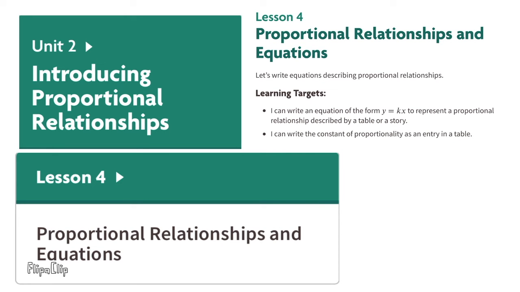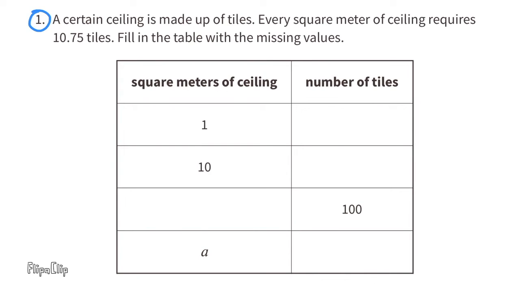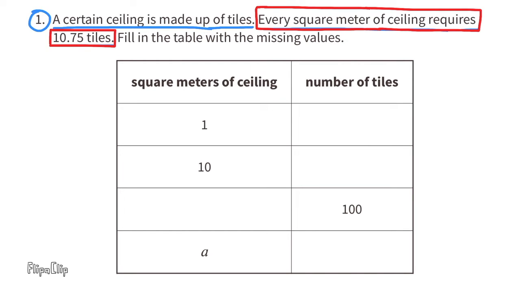7th grade, Unit 2, Lesson 4, Proportional Relationships and Equations. Number 1. A certain ceiling is made up of tiles. Every square meter of ceiling requires 10 75/100 tiles, or 10.75 tiles. Fill in the table with the missing values.